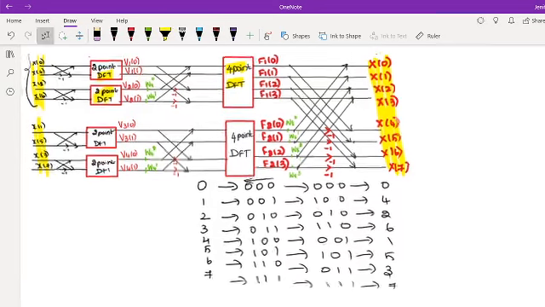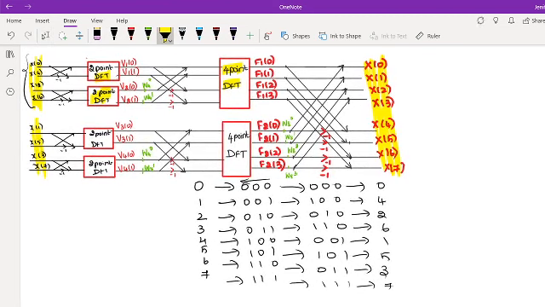So if you see your input, the inputs are in this order: 0, 4, 2, 6, 1, 5, 3, 7. And the outputs are in normal order: 0, 1, 2, 3, 4, 5, 6, 7. So here the inputs are bit reversed and the output is in normal order for the DIT FFT algorithm.